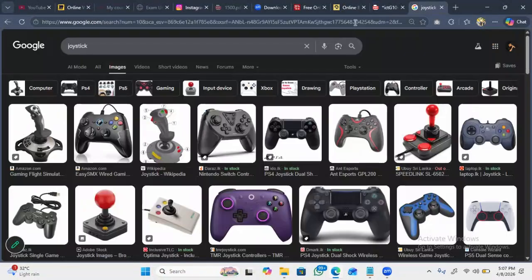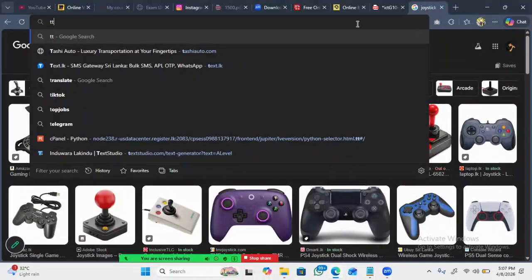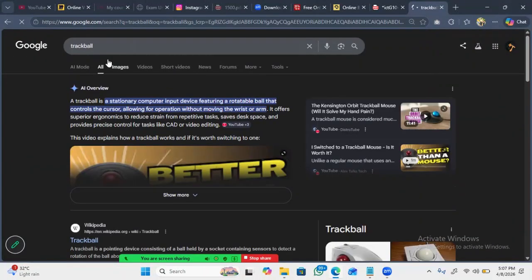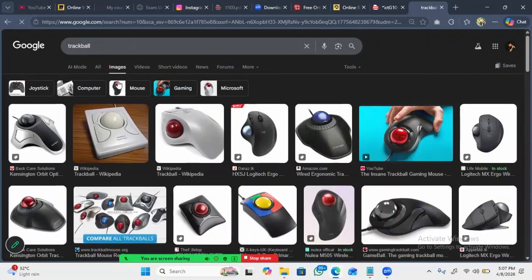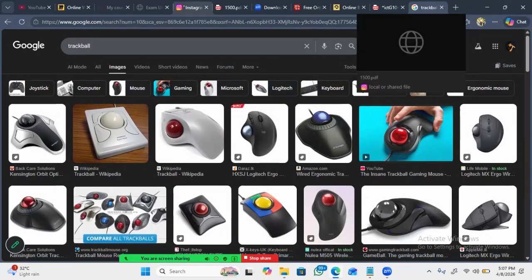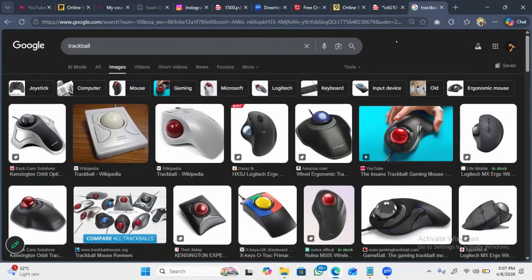Trackball, kids, I will show you what this trackball is. Inside the mouse you have it. See? Inside the mouse also you have it. You can buy a separate trackball as well. You can control the cursor with it. This is a trackball. And then, what else?